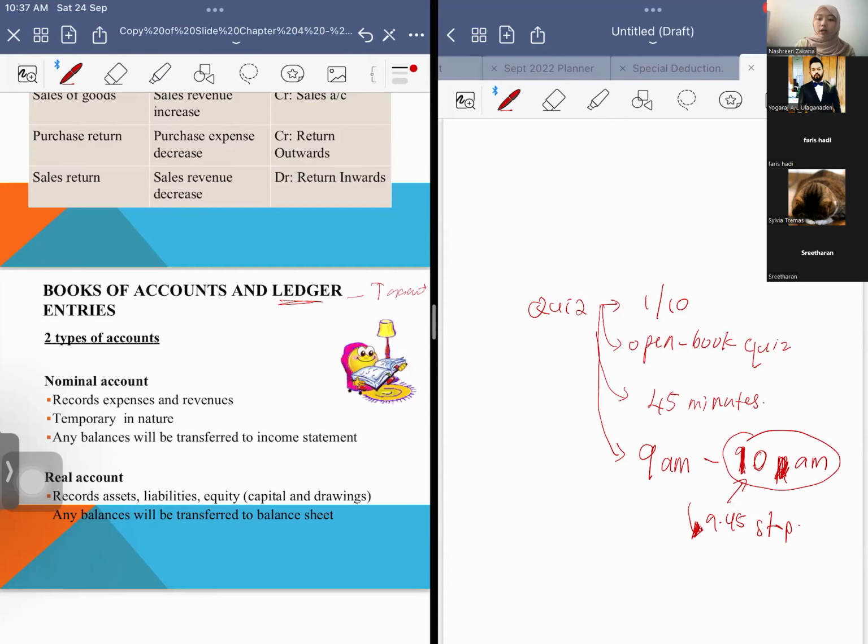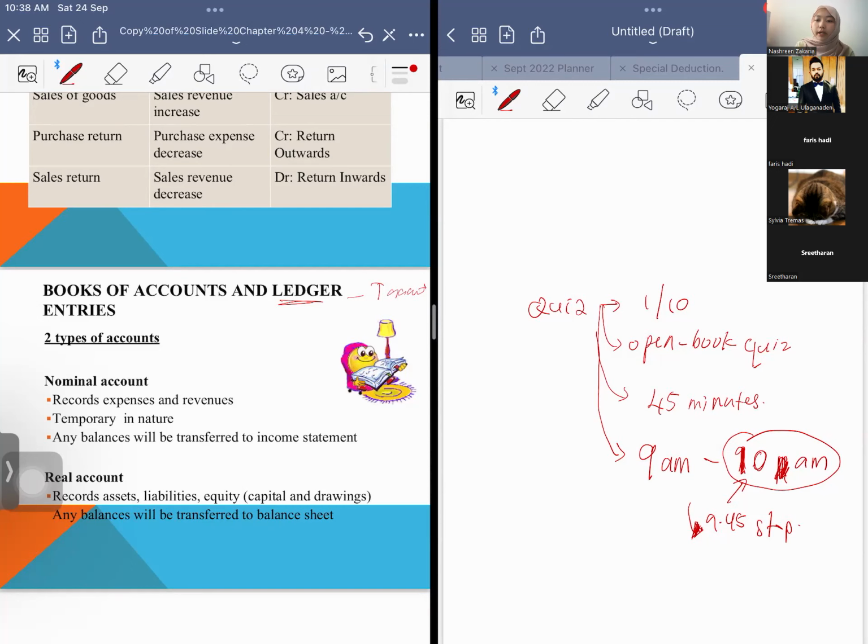Remember, everyone must come next week on 1st October. I will not open a new Zoom link because it's a quiz. Just watch the GC once it's uploaded. Once I say in the WhatsApp group, if you missed it, just start the quiz straight away. By 9:45, I will ask you to stop. Everything is on WhatsApp, not Zoom. I will ask you to stop, and then you upload the answer in GC. By 10 a.m., you can no longer submit the answer.